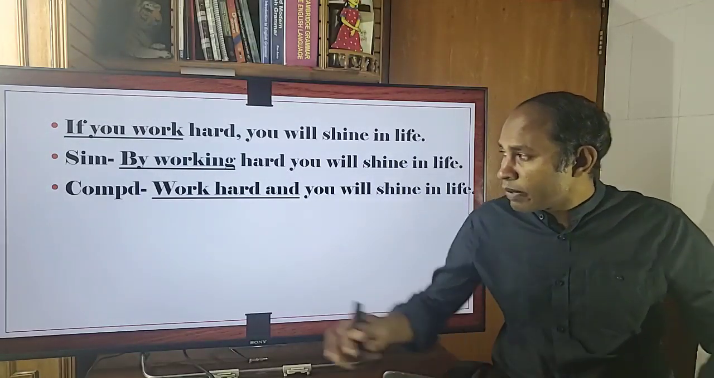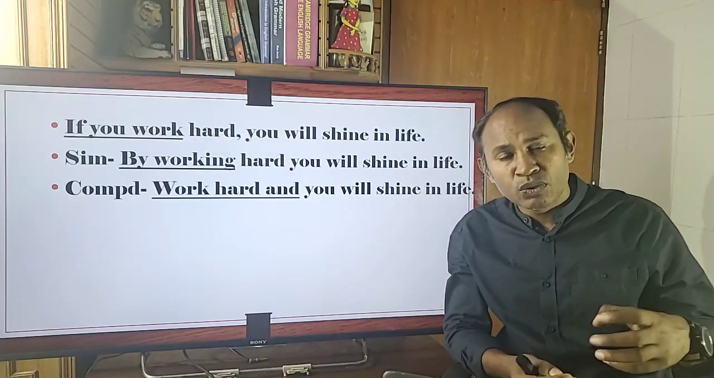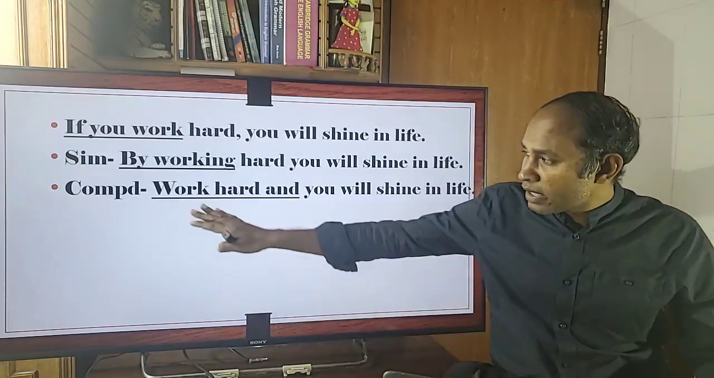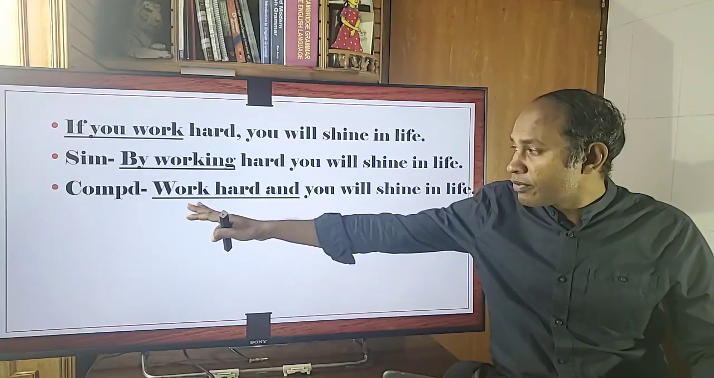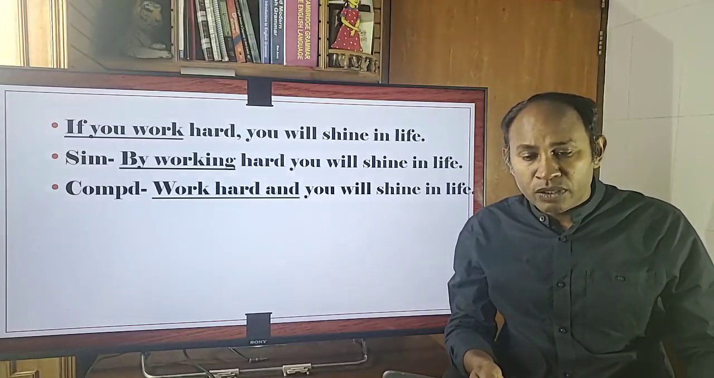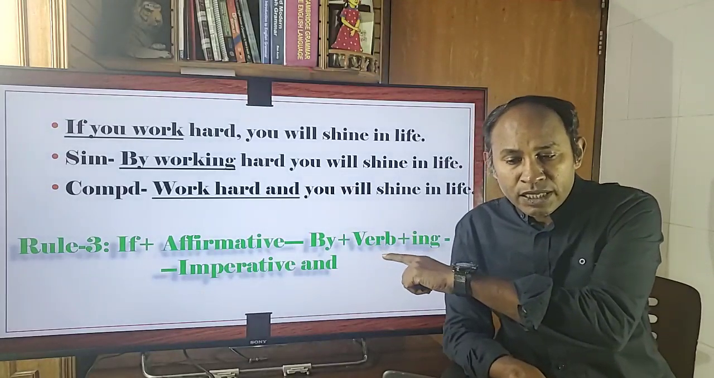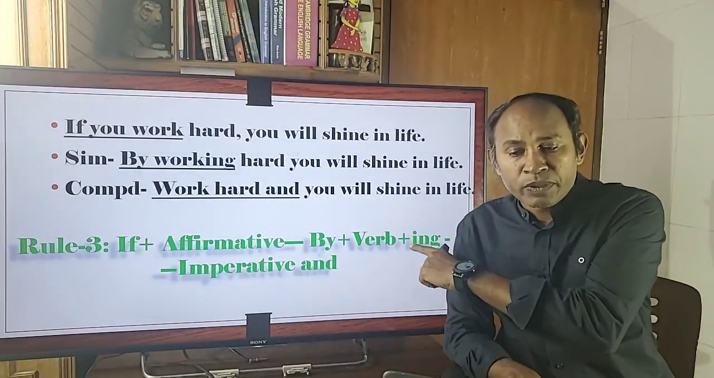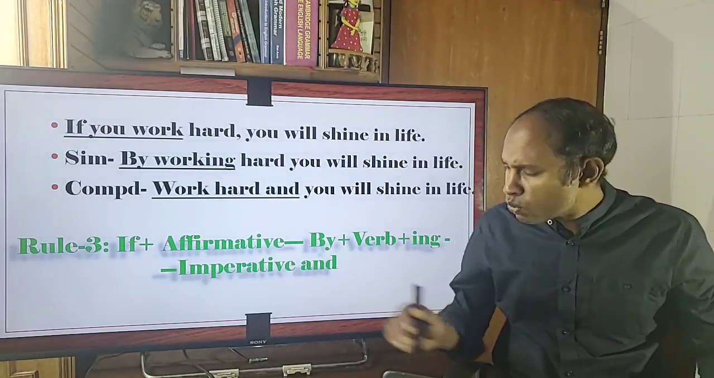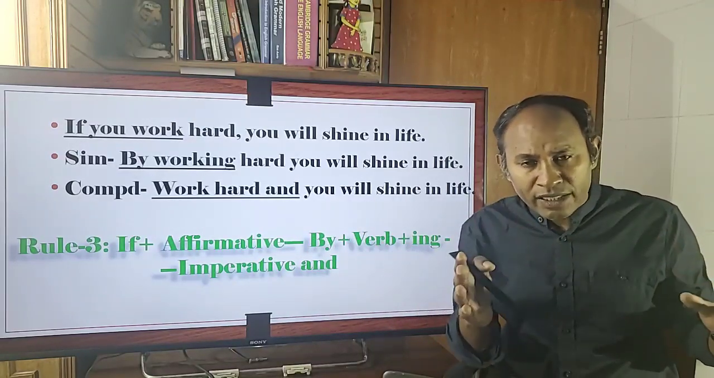And there, just to make it compound, you need to make it an imperative sentence. Usually imperative sentences start with the verb or let. So in that case, we have started this sentence with a verb, that means work hard and you will shine in life. Okay, and that's the compound answer. So the rule that you get here: if the verb is affirmative, then to make it simple, use by plus verb plus ing, and to make it compound, imperative plus and.